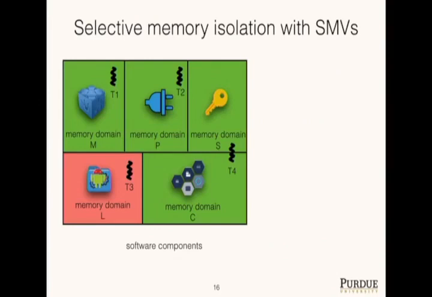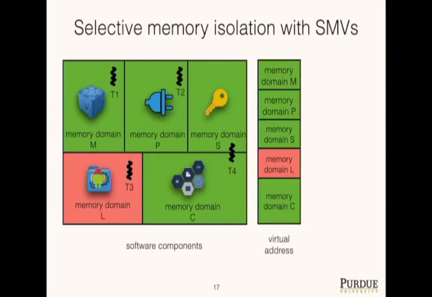Here's a high-level overview of what SMVs look like. There are 5 memory domains in this example and 4 SMV threads. Thread T4 is using 2 memory domains, as you can see in this figure. Suppose domain L is compromised by the attacker, so it's marked in red. And this is what the memory domains look like in the program's virtual address space.